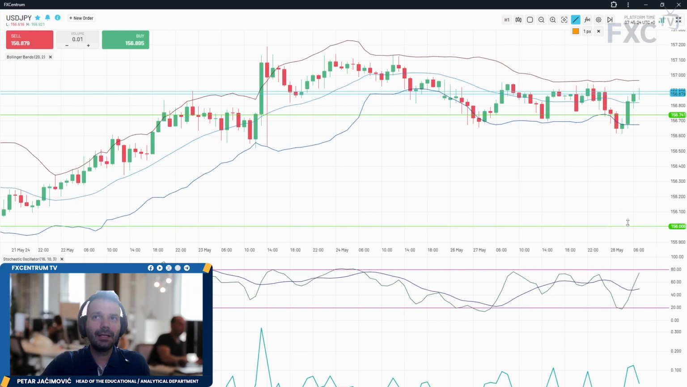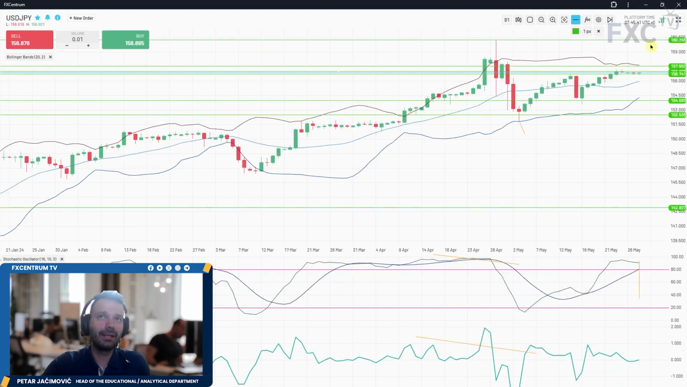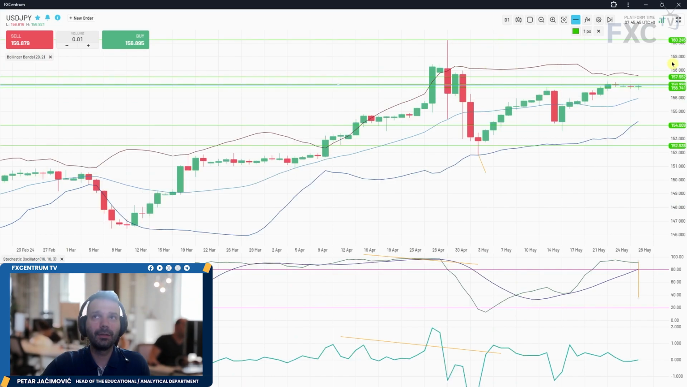And for that, I would like to see the break and hold above 156.99, the 157 mark. If the market can break and hold above this level, there'll be a chance for upside continuation on the daily time frame. And of course, we also have a pin bar high all the way at 160.24.